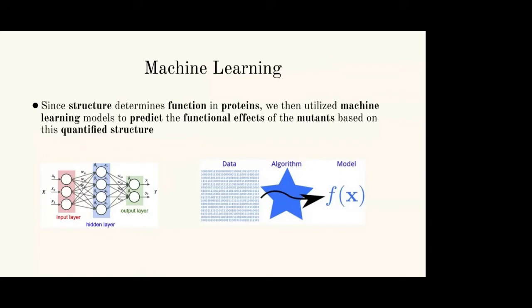So just to reiterate, we had the data set from that one research team, and with the computational mutagenesis method, we were able to quantify the structure of each of those mutants. And then with the machine learning from the structure, we were able to predict the functionality of those mutants. So by the end of the research, we could essentially determine for every single one of those 3,000 mutants whether each one would be malignant or benign.